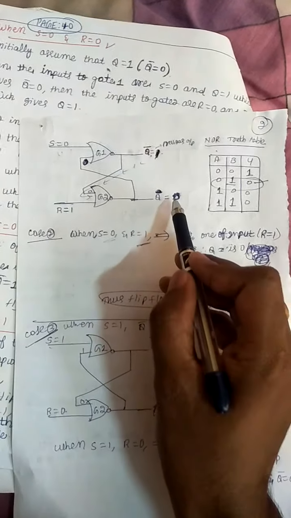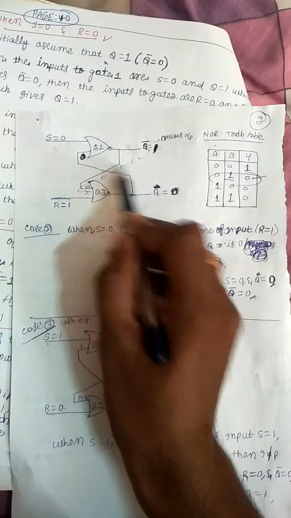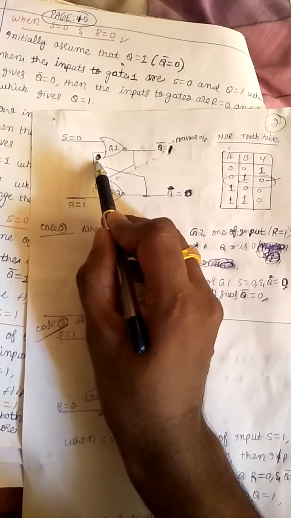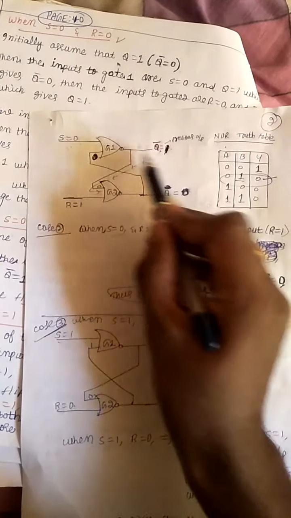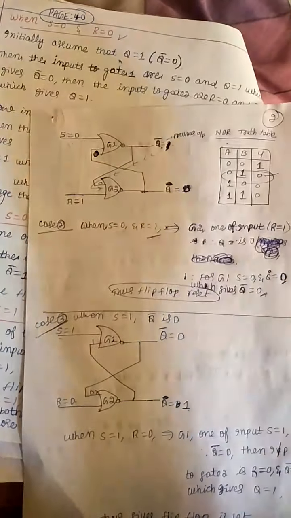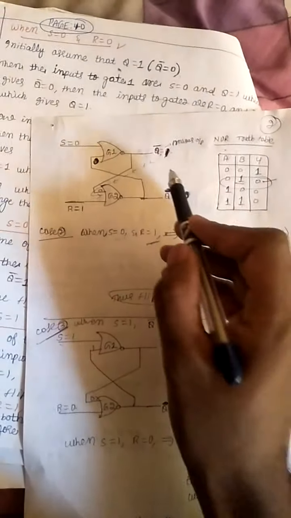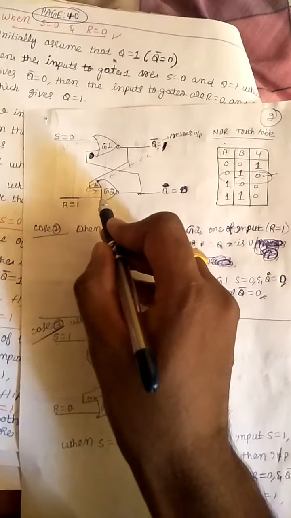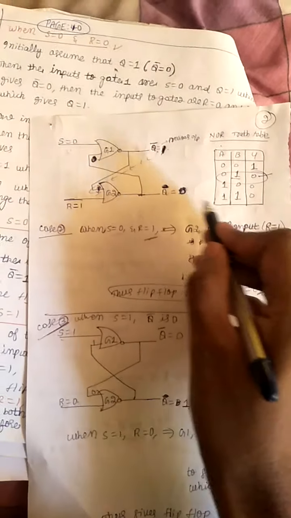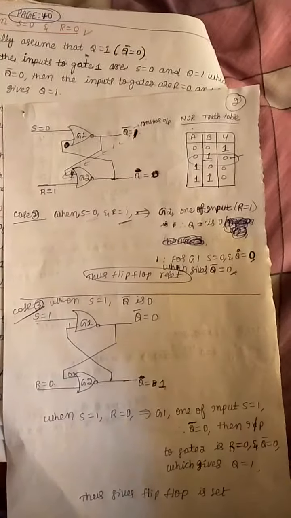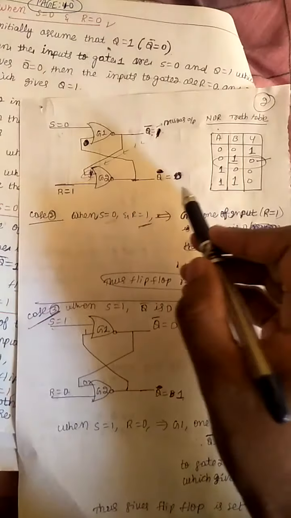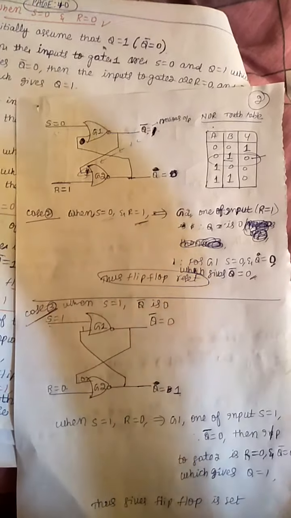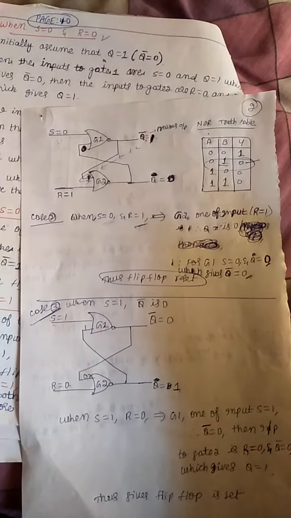If Q is 0, that will be fed here, the same 0 will appear here. If both are 0 0, then the output is 1. That same 1 will be fed here. If both are 1 1, then the output is 0. In this case, we are getting Q as 0, therefore the flip-flop is reset.